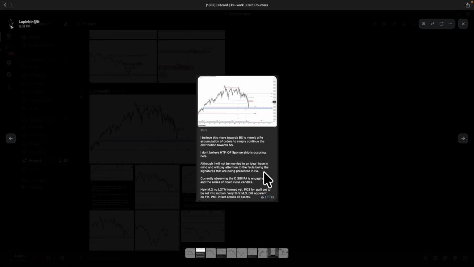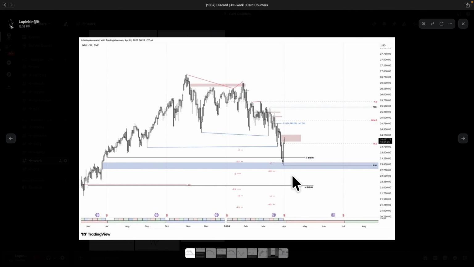Now, the idea that I had in mind in my most recent weekly review is to see price action continue this delivery down towards sell side, engaging with this monthly BISI high, and then we could end up having speculations for the low of the year.